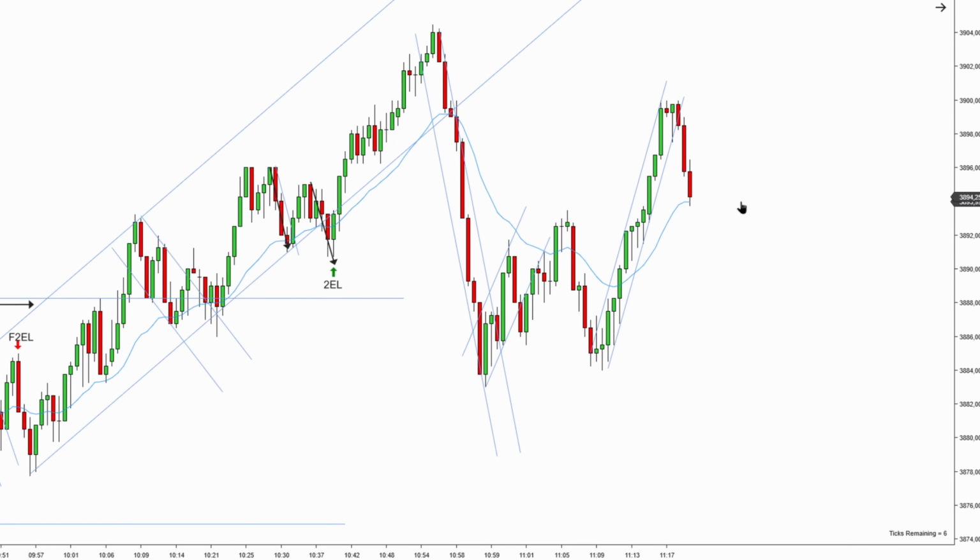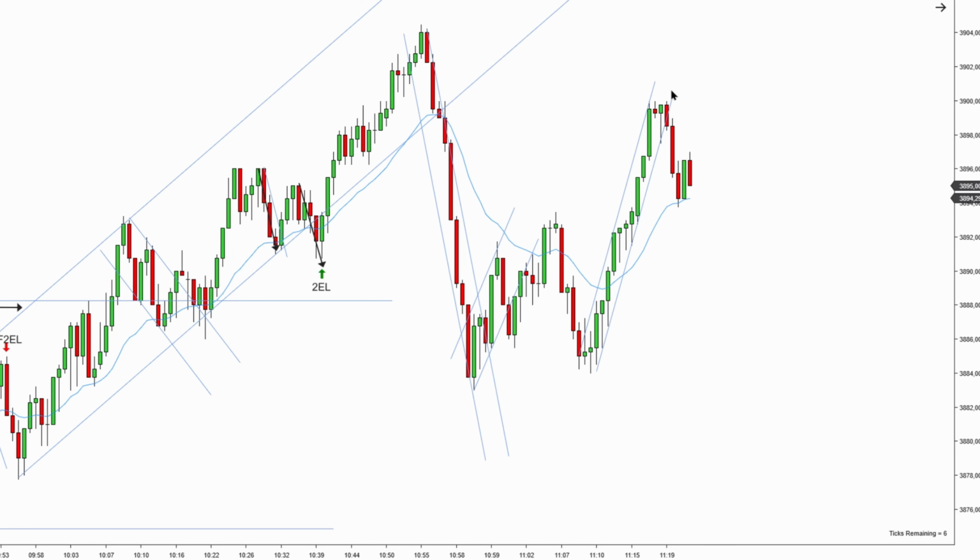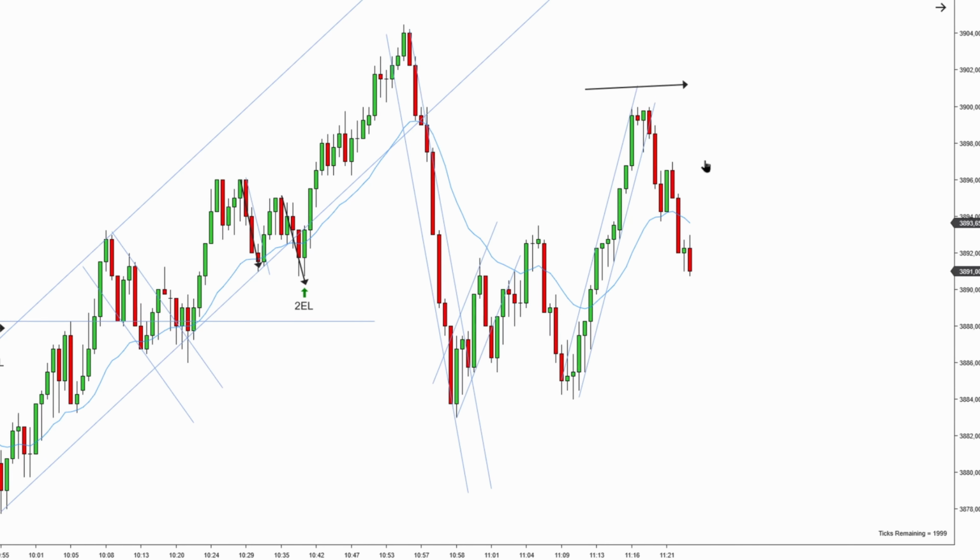So I need to adapt to a brand new structure. We have a new high, first entry long. I expect prices to create a new extreme. But the market is reversing all the way back down again. So at this point on, I need to adapt.